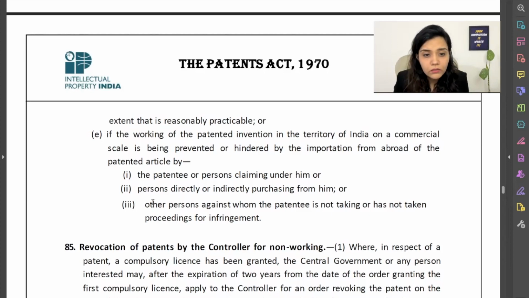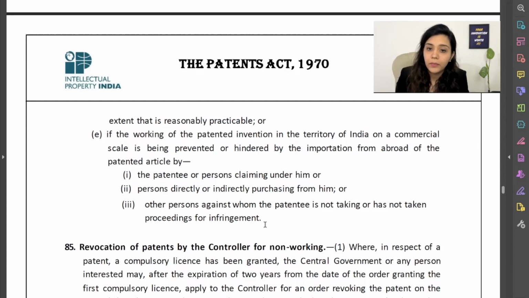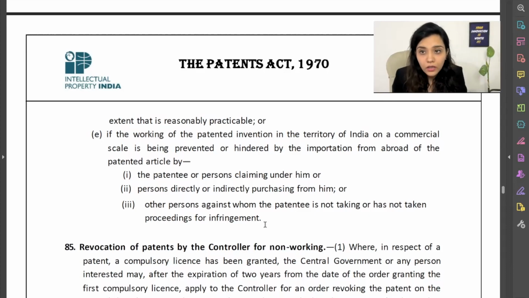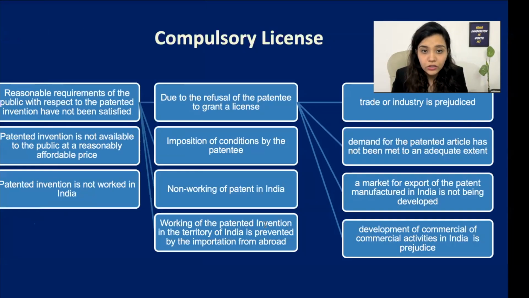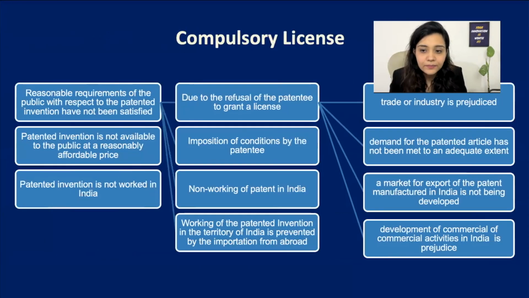And if you closely read clause 3, subclause 3, it says other person against whom the patentee is not taking or has not taken proceedings for infringement. That means infringement is happening, but again, the patentee is not taking any measures to prevent that. So if India is not able to get any profits, or people of India are not able to use the technology, then it can become a ground for revocation. So it can become grounds of compulsory license.